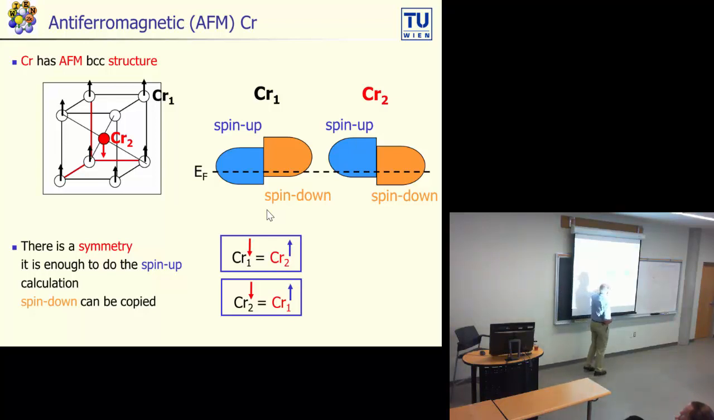But by symmetry, you know what is spin up here is spin down here, and what is spin down here is spin up here. So you only have to do one calculation, and the other quantity you can compute automatically by using symmetry relations. That saves computer time, basically. You only do one spin calculation, and the rest is not needed.